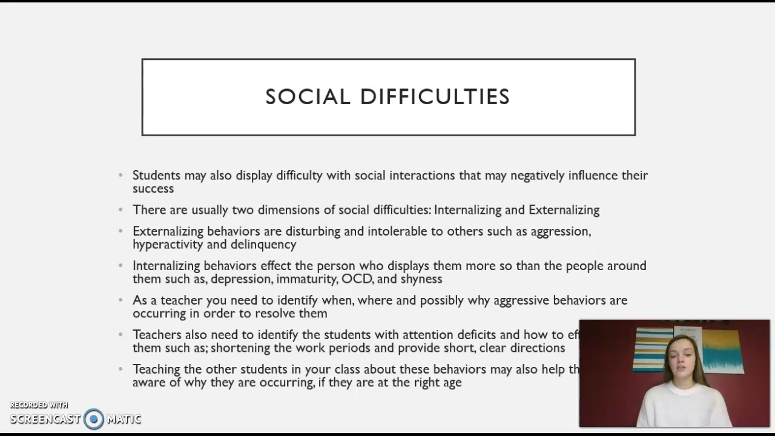Another thing is teaching the other students in your class about these behaviors, and this may also help them to be aware of why they're occurring if they're the right age. I mean, if they're kindergartners, they're probably not going to understand, but the upper level kids, you can explain this to them so that they are aware of why these behaviors are occurring within their classroom.